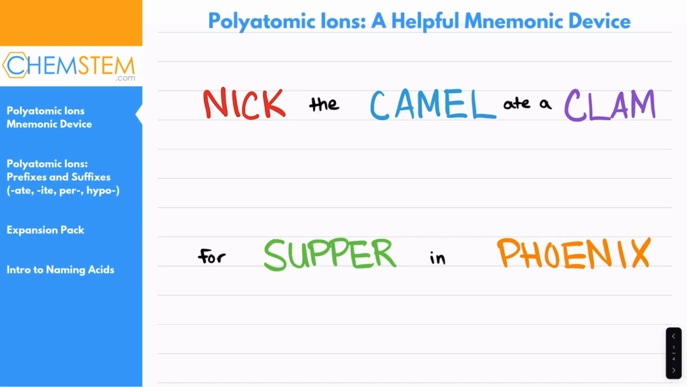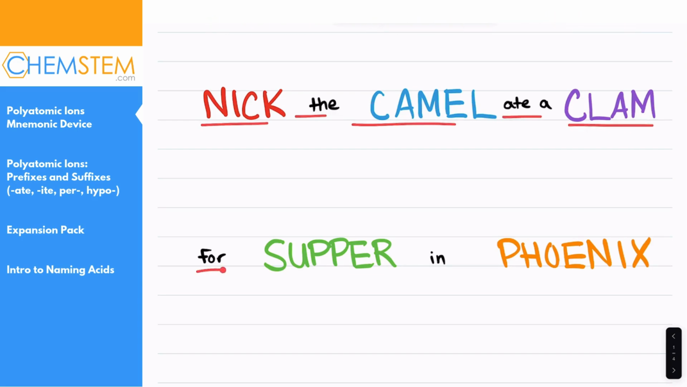Here's how you're going to remember the polyatomic ions that involve oxygen. Not every single one that exists, but a good number of them. So Nick the camel, this is a mnemonic device: Nick the camel ate a clam for supper in Phoenix. Weird sentence, but that's how you're going to remember it. And I actually still use this literally.